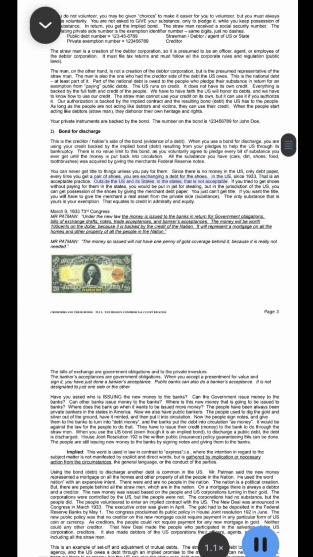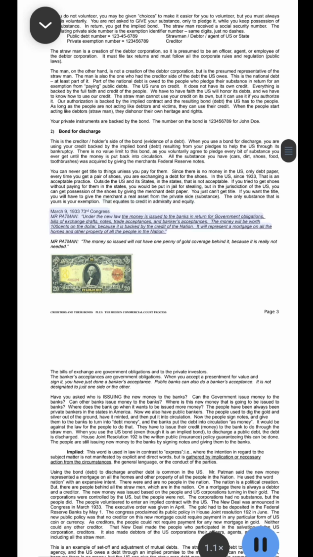Outside the U.S. and its states, in the states, that is not acceptable. If you tried to get shoes without paying for them in the states, you would be put in jail for stealing, but in the jurisdiction of the U.S., you can get possession of the shoes by giving the merchant debt paper. You just can't get title. If you want the title, you will have to give the merchant a real asset from the private side, substance. The only substance that is yours is your exemption. That equates to credit in admiralty and equity.